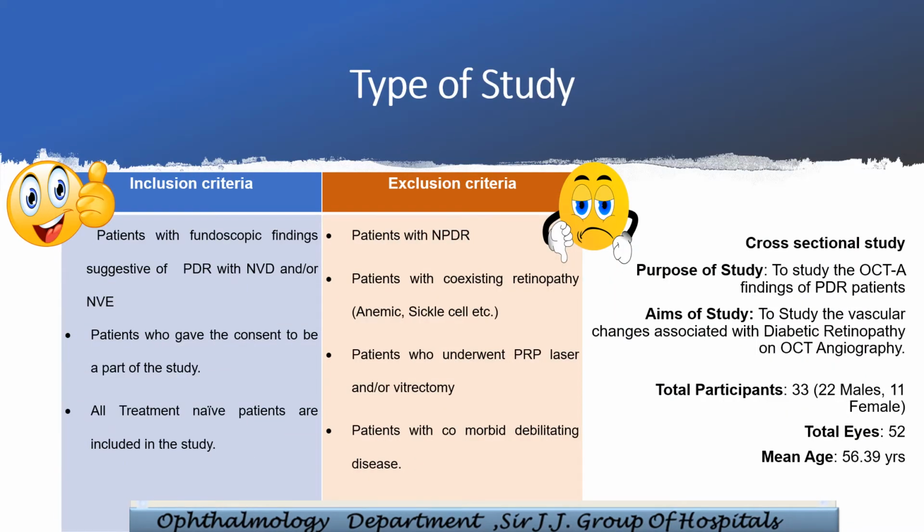The type of study that we did was a cross-sectional study, which included 33 patients with 52 eyes. The inclusion criteria were patients with fundoscopic findings suggestive of PDR with neovascularization at the disc or elsewhere, patients who gave consent to be a part of the study, and all treatment-naive patients. The exclusion criteria were patients with non-proliferative diabetic retinopathy, patients having coexisting retinopathy like anemic or sickle cell retinopathy or others, patients who had undergone some form of treatment such as PRP laser or vitrectomy, and patients with comorbid debilitating disease.